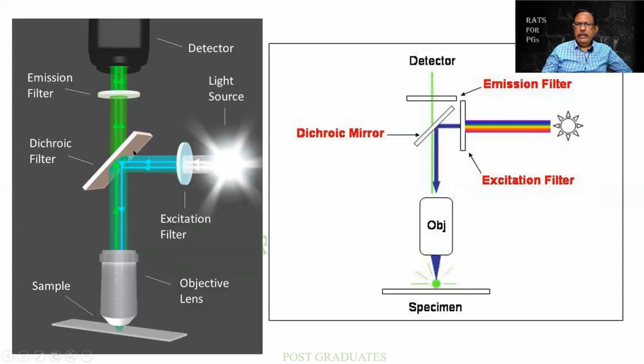The same picture, for the sake of repetition I am doing it. Specimen over here, series of objectives. This is the source. There is an excitation filter, dichroic filter or mirror, and then an emission filter. Finally, it goes to the detector, that is the camera, and finally it is fed on to the computer. This diagram you people can draw in your examination.